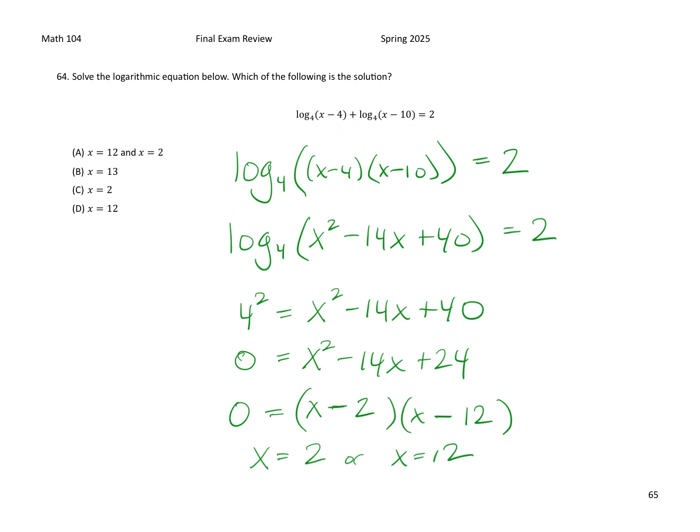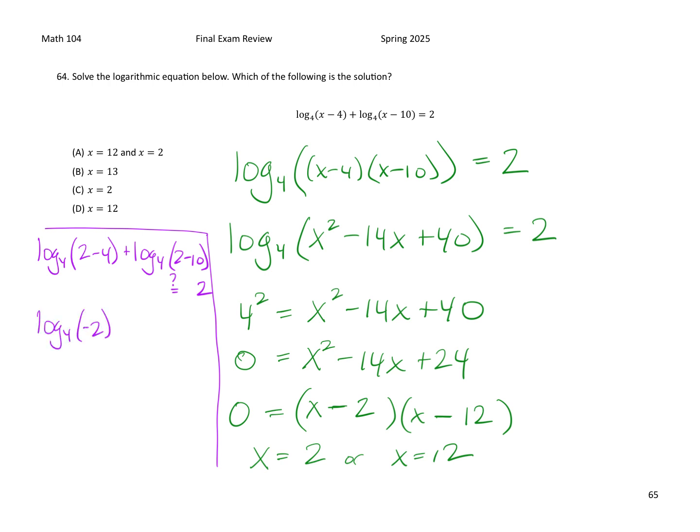But we do need to be careful that these are both solutions. So I should plug in to check. So I'm going to do a little check over here. Log base 4 of 2 minus 4 plus log base 4 of 2 minus 10 equals 2? So I've got log base 4 of negative 2 plus log base 4 of negative 8. Does that equal 2? And the answer is no, because you can't take the log of a negative number. The domain for logarithms is only positive numbers. So I know that x equals 2 can't be a solution.